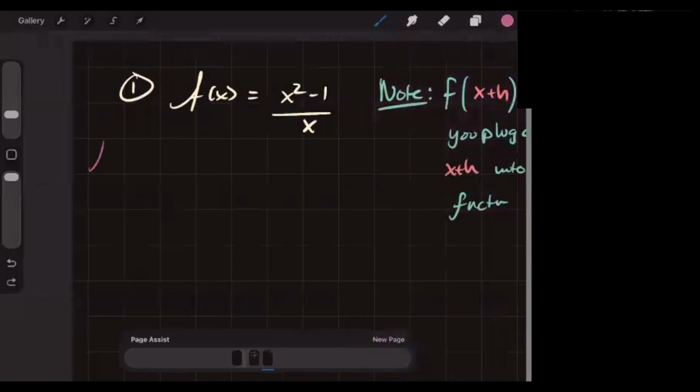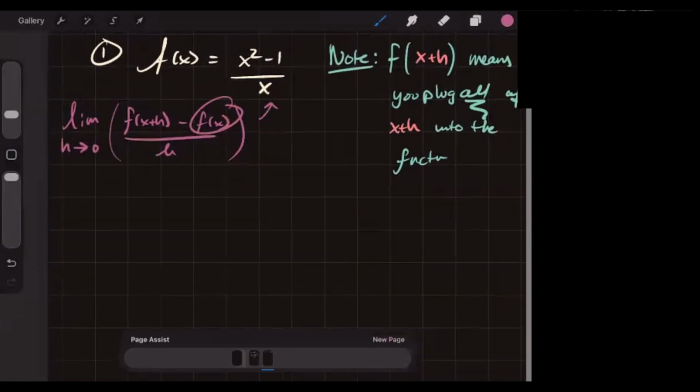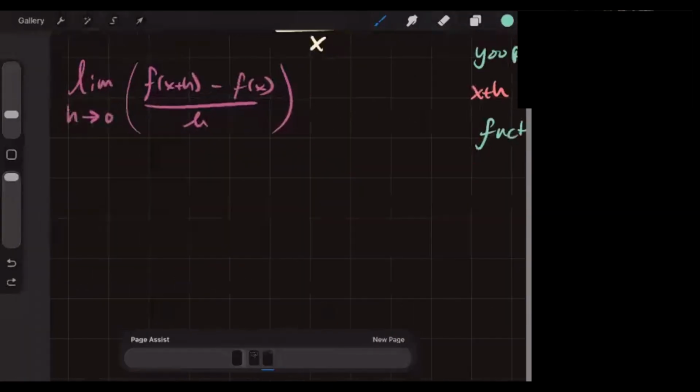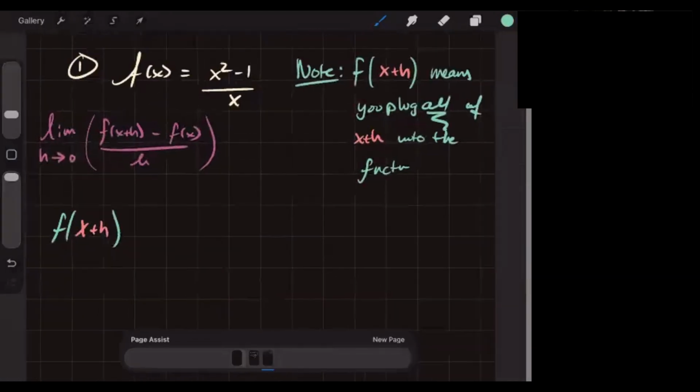We're going to write the definition down so we don't forget. The limit as h approaches 0 of f of x plus h minus f of x all over h, right? We know what this is. It's given to us, right? This is just some h, right? We know what that's supposed to do. What we don't have is f of x plus h. So let's work that out, shall we? So, like I said, f of x plus h means that you take x plus h and you substitute that whole thing into your function, okay?